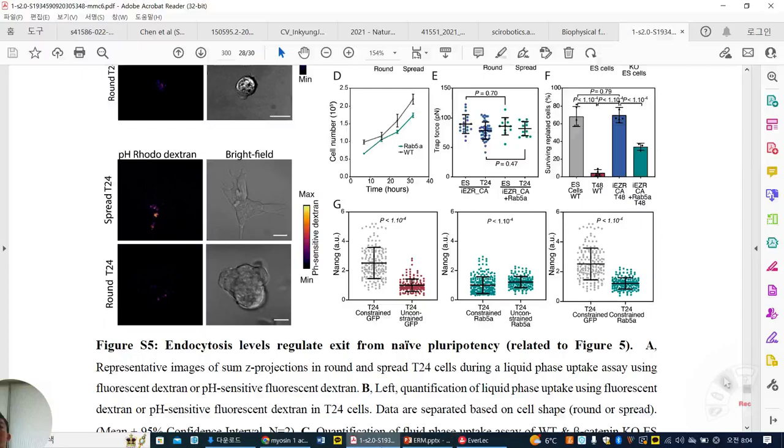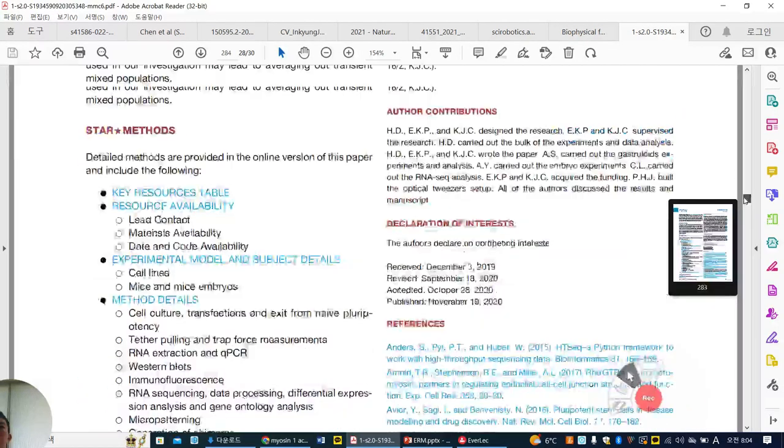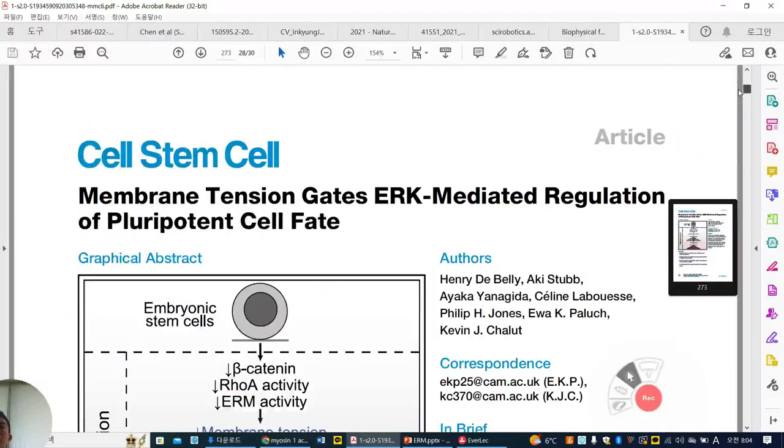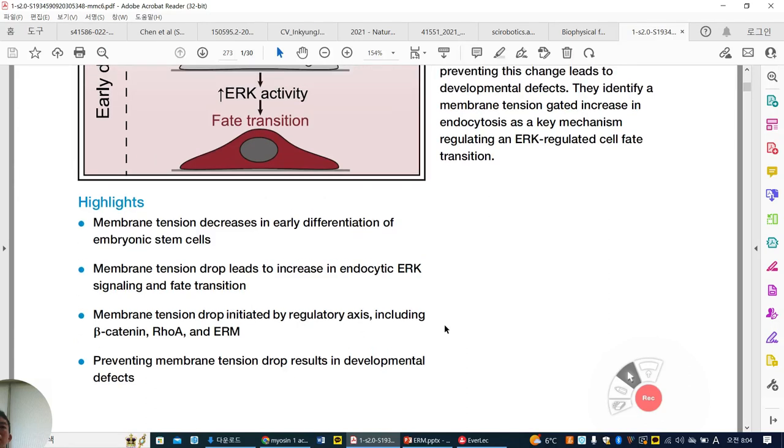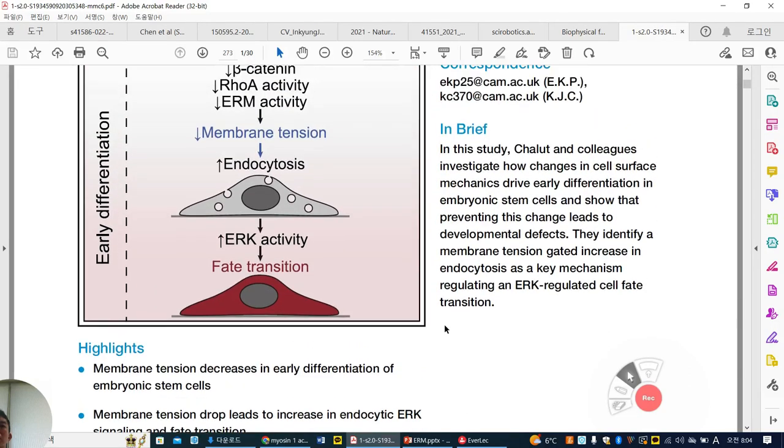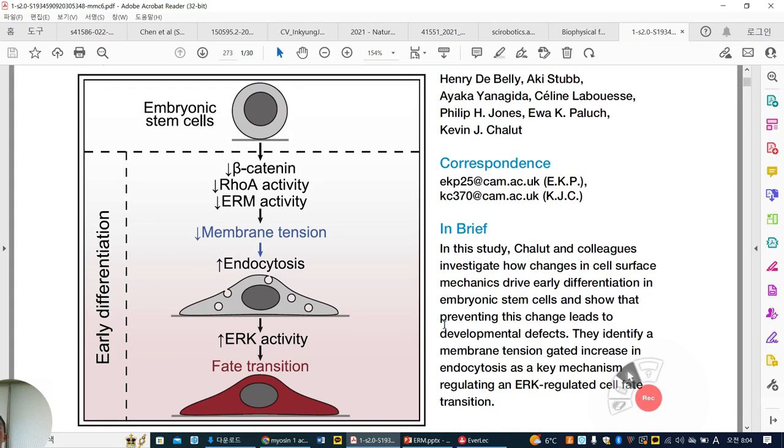Even though the shape changes from perfectly spherical to spreading cells, not many changes occur inside the cytoskeleton or cytosol. The critical factor is the surface tension. That changes something. What changes? Endocytosis. The surface tension and endocytosis are very much linked. Reducing the surface tension allows more and more endocytosis and exocytosis.